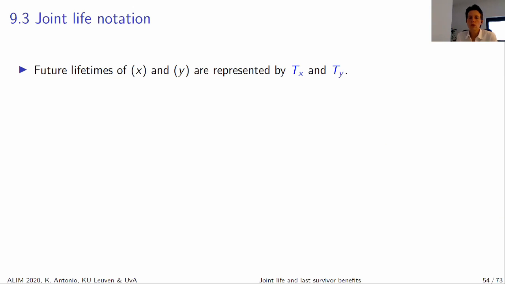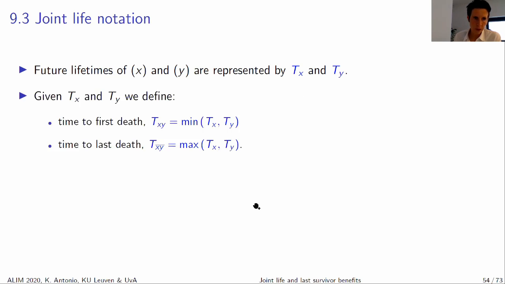So if we want to introduce some notation in order to handle these products, first of all, we're going to introduce a random variable for the remaining future lifetime of X and Y. We're going to denote this with Tx and Ty. Given the Tx and the Ty, we can think about what is the time until the first death. That's, of course, the minimum of Tx and Ty. What is the time until the last death of the couple? That's the maximum of Tx and Ty.